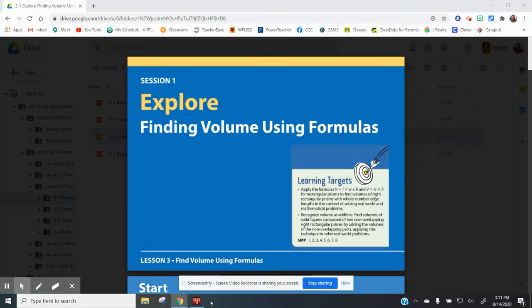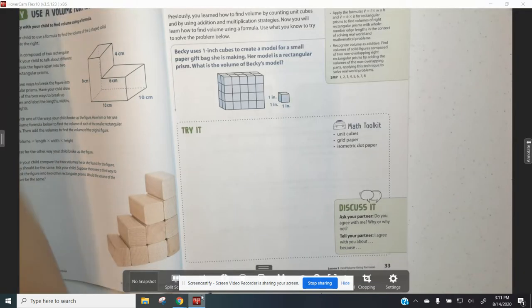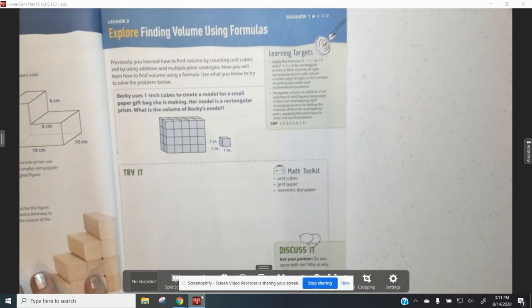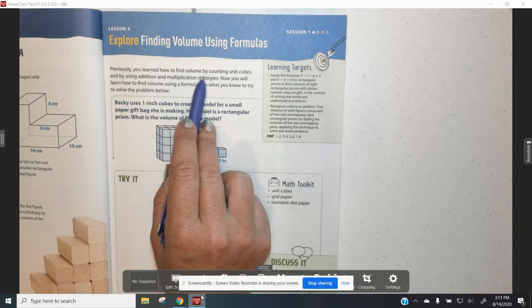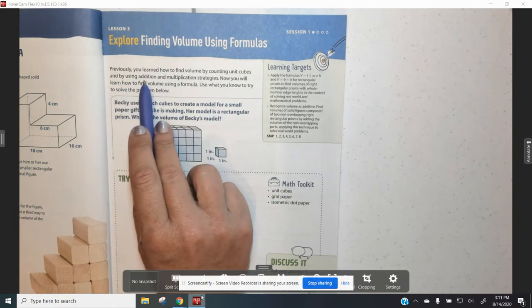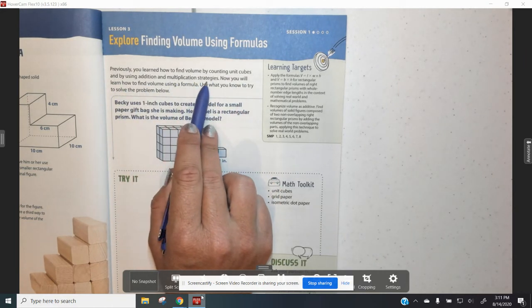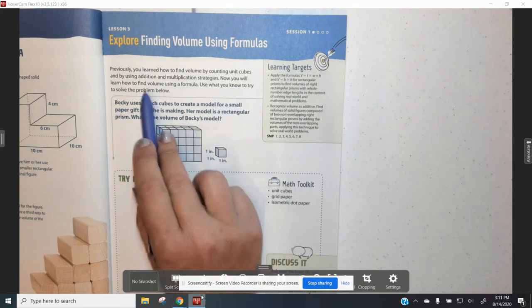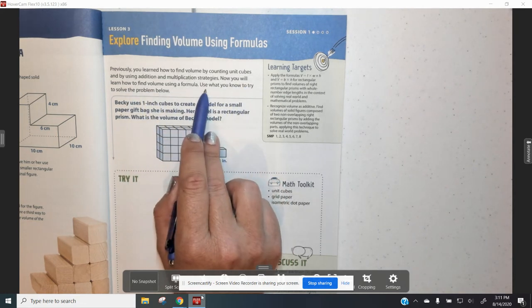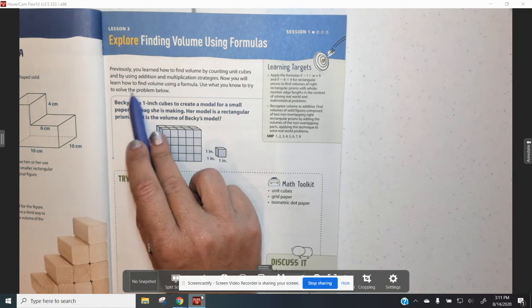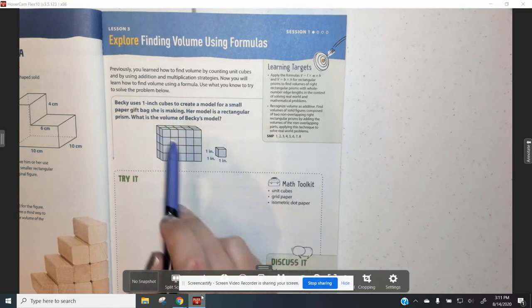So let's go ahead and turn to page 33 in your workbook. So previously, you learned how to find volume by counting unit cubes and by using addition and multiplication strategies. Now you will learn how to find volume using a formula. Use what you know to try and solve the problem below.